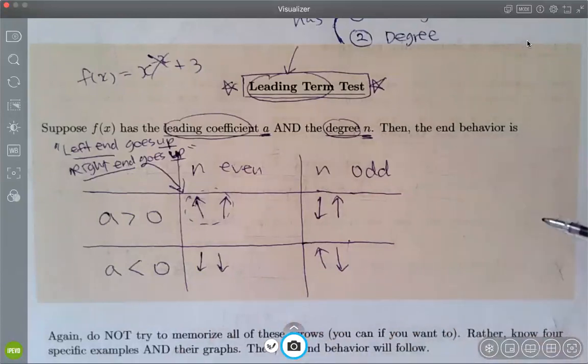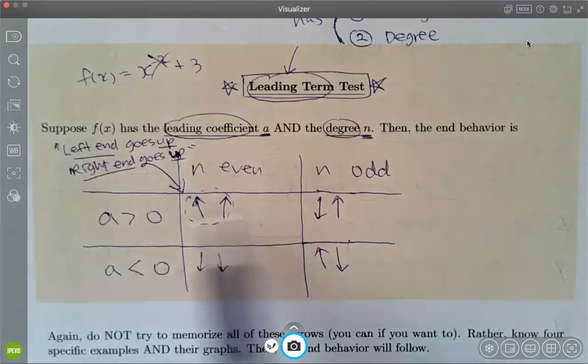So now, that is the end behavior or the leading term test. But the thing is, people usually have big trouble memorizing these precise arrows. So if you feel like memorizing these 4 cases is too much because of all the different arrows pointing in different directions, then my recommendation is to come up with the specific functions in each case.